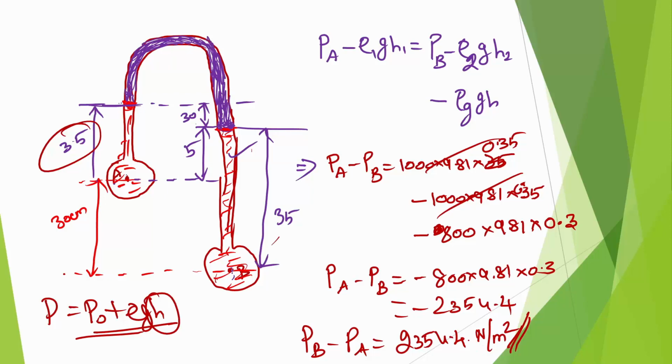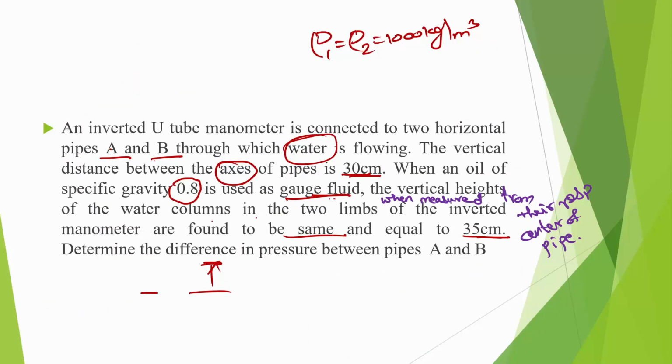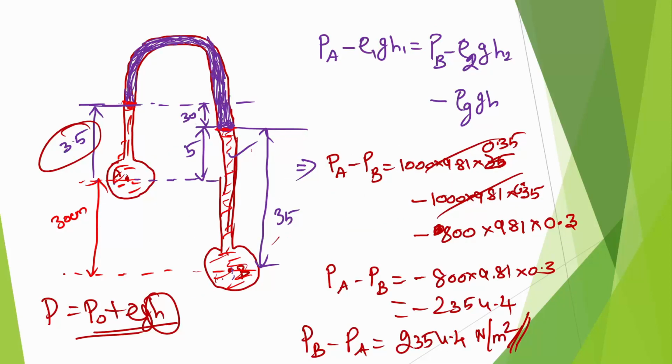Again here, instead of taking it as a formula, we have derived it. The only place we have to be careful is converting this into meter, and also it is given in the question that it is measured from their respective center of the pipe. So it was 35 from a reference point. These two are reference points. So from here it was 35, and we have converted everything accordingly and solved it.